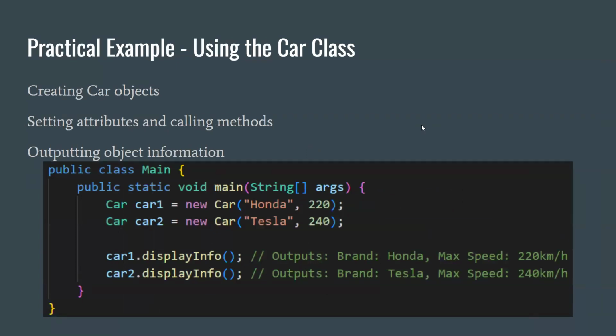Here's another example. This example creates two Car objects with different attributes and calls their display method, which is called displayInfo. This example shows how we can instantiate objects from the same class, but with different states, and how we can interact with them.